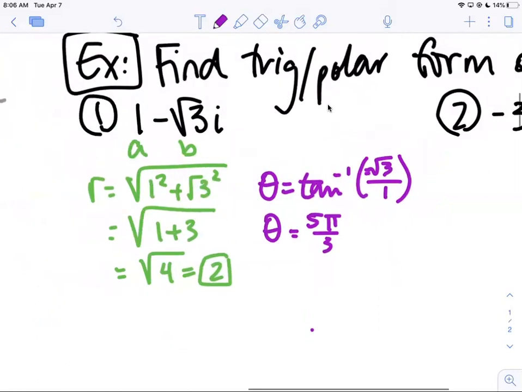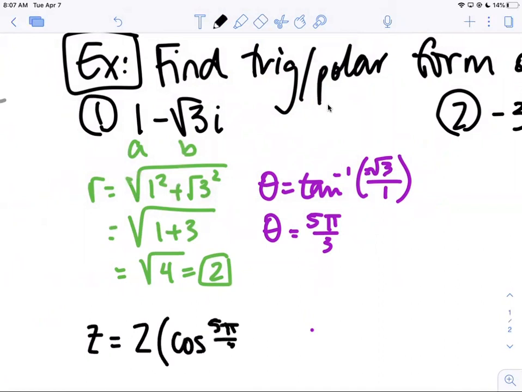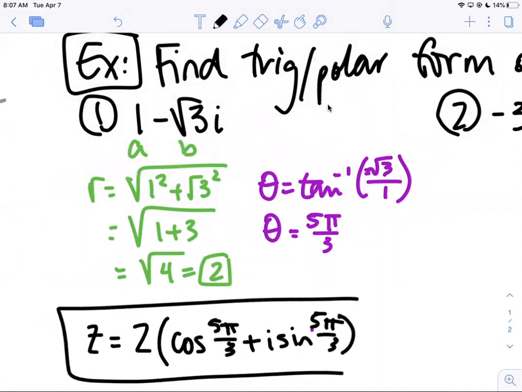But let's write this in trig form for the sake of our time. So z is the same thing as 2 times cosine theta, which is 5 pi over 3, plus i sine theta, which is 5 pi over 3. All you had to do was find r and theta, and then we are done.